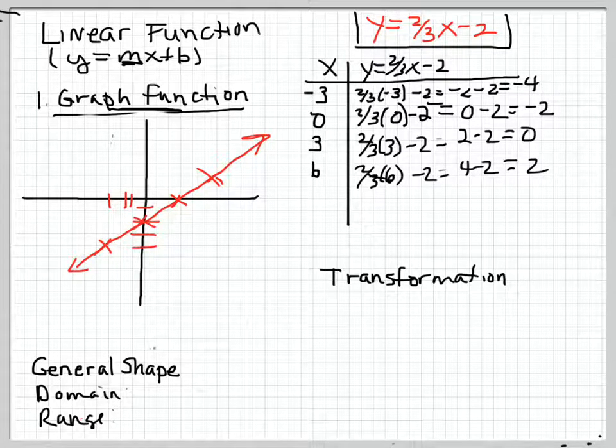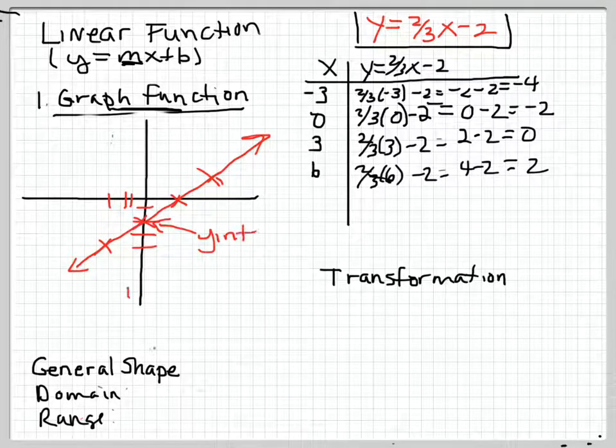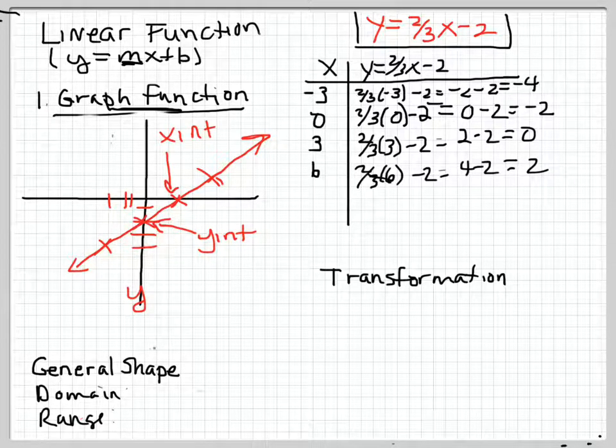Some interesting points to note. This point right here is your y-intercept because it's where it crosses the y-axis. This point right here is your x-intercept because it's where it crosses the x-axis. If I were to describe the general shape, it's a line. The question becomes, is it a function?